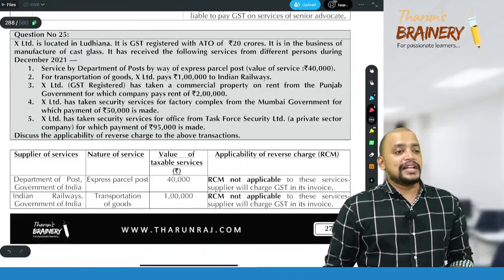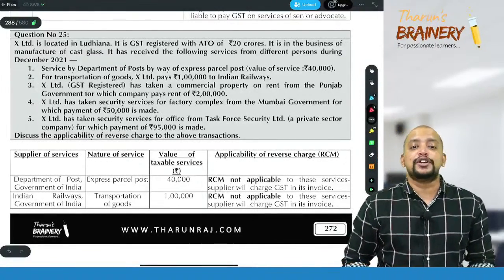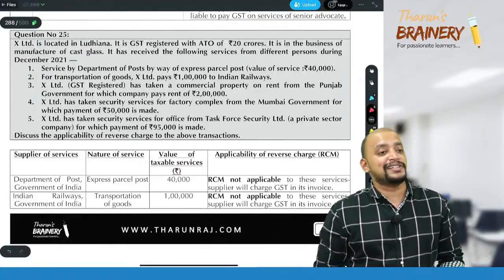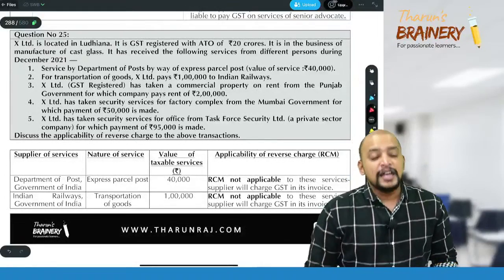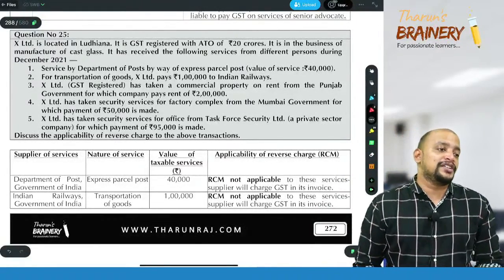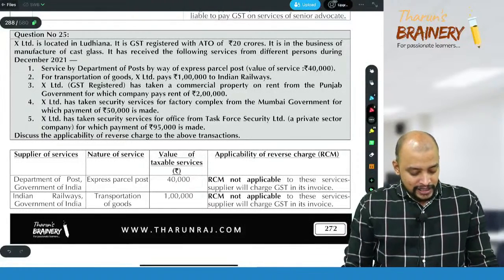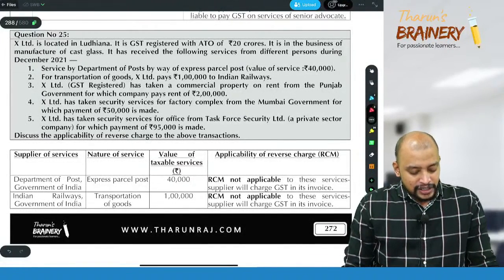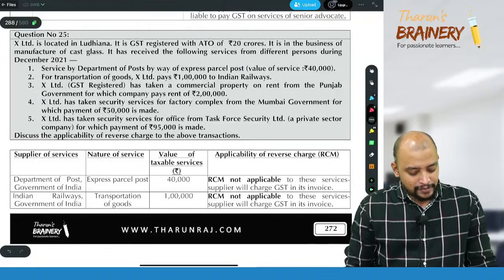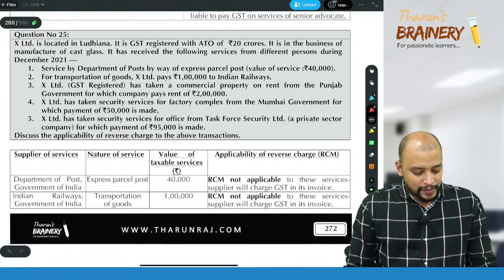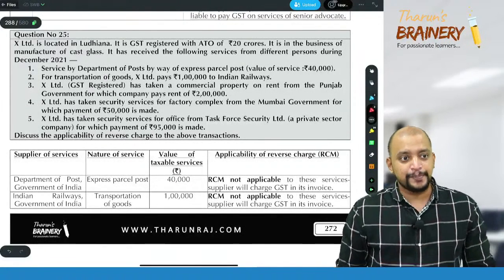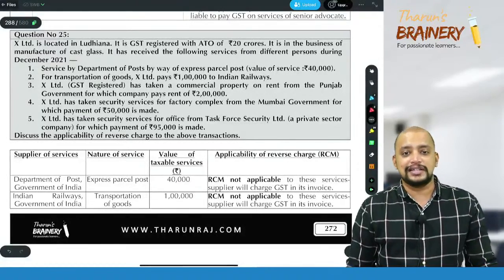Generally, there is one exemption: services provided by government to business entity whose turnover during previous year does not exceed threshold limit. But that point is not applicable in case of renting of immovable property. Then next one, X Limited has taken security services for factory complex from the Mumbai government, for which payment of 50,000 is made. Taxable under RCM.